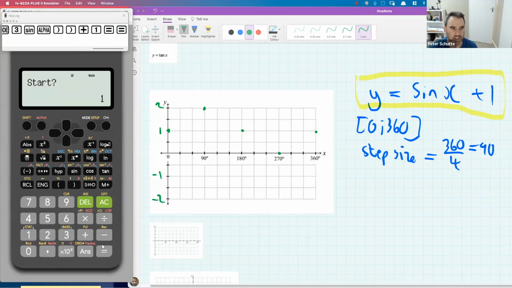Then I go equals to get to the next start. Then I see where I start is 0, where I end is 360, and my step size is 90. And so now these dots, these little points I've got here, I've put dots here.